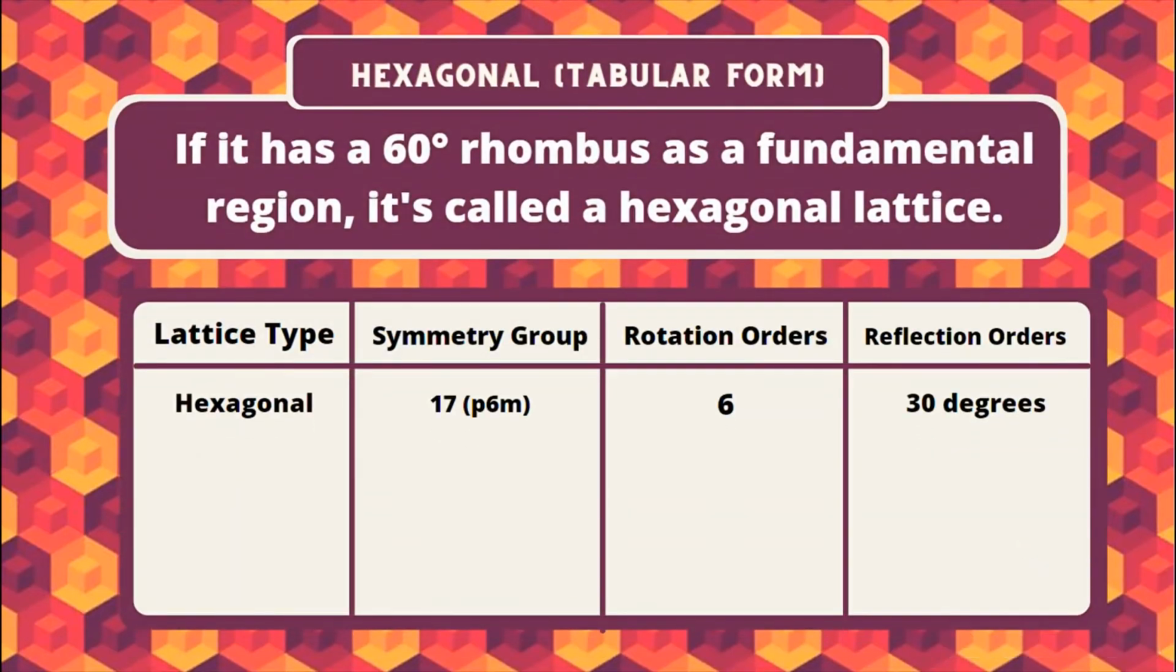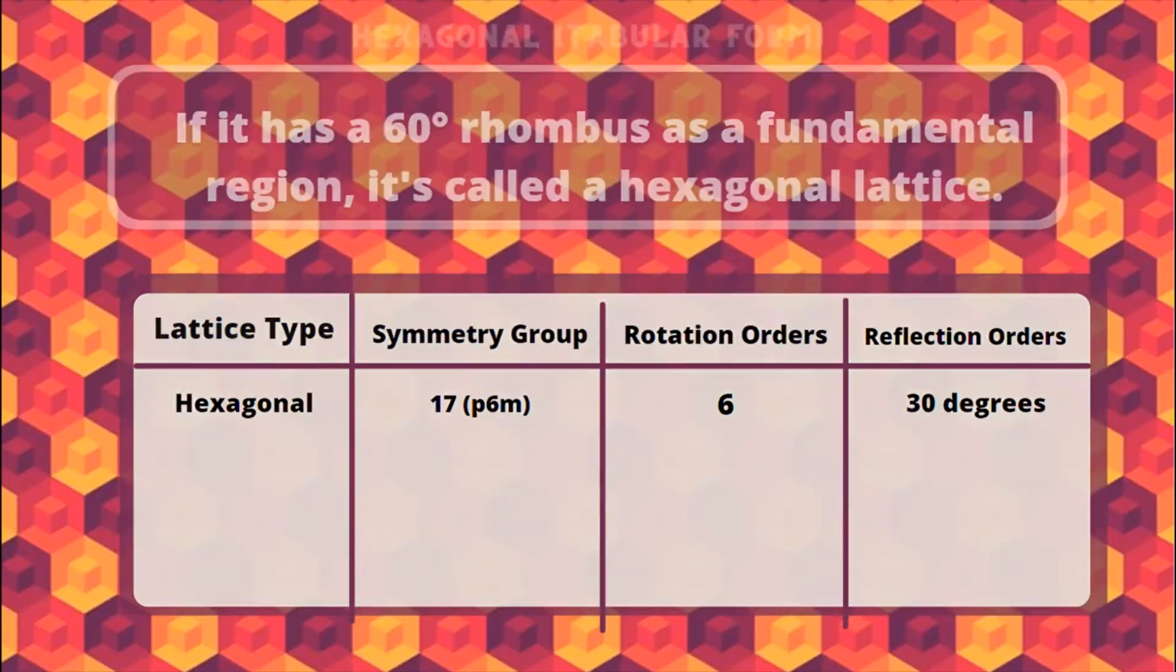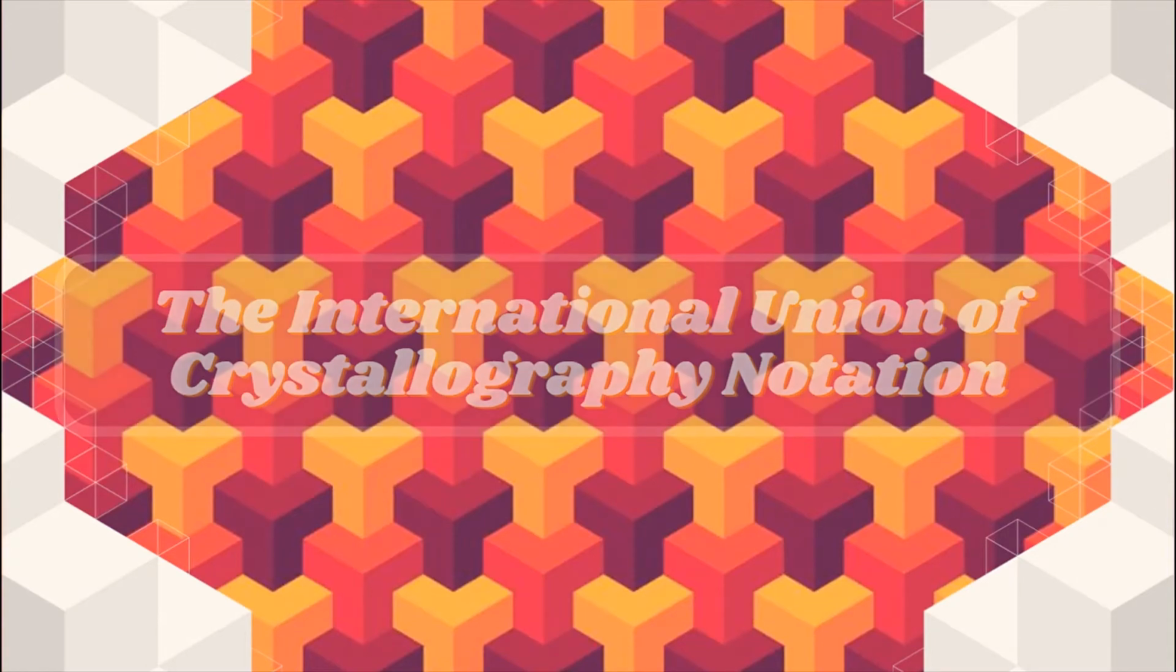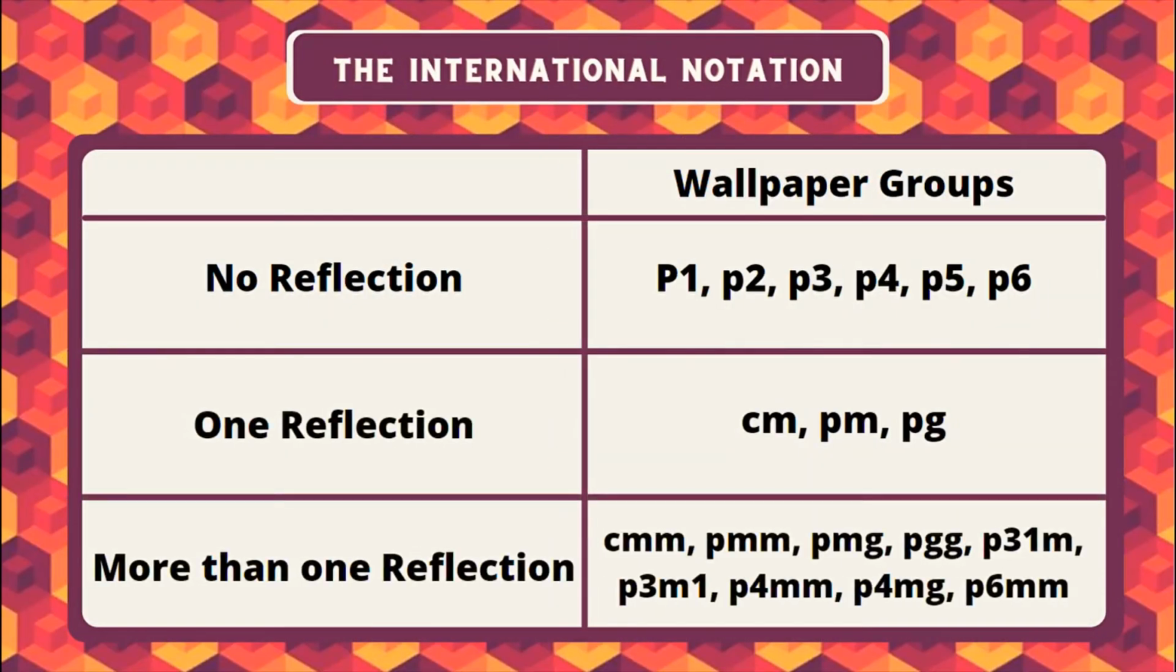Next, we have a hexagonal one. If it has a 60-degree rhombus as a fundamental region, it is considered a hexagonal lattice. You can look closely at the details of the table here to see the characteristics. Now let us talk about another naming system used in the International Union of Crystallography notation. Here is a table of the 17 wallpaper groups and their corresponding number of reflections.